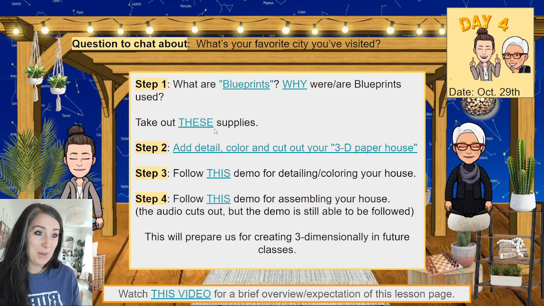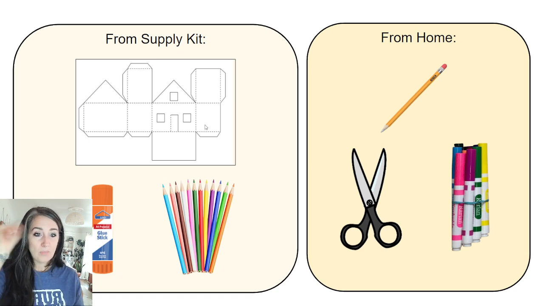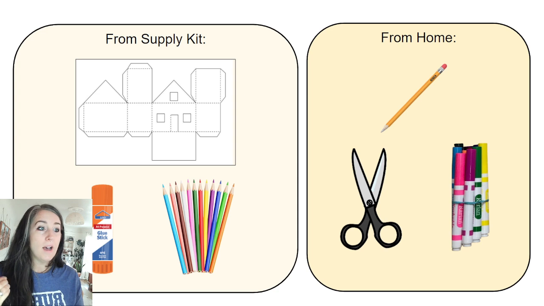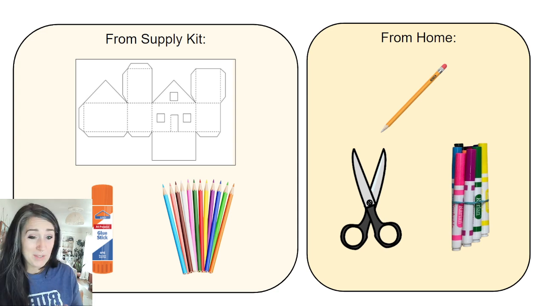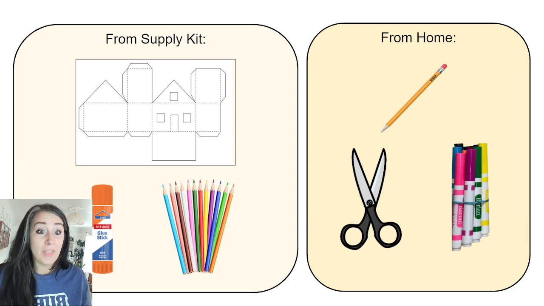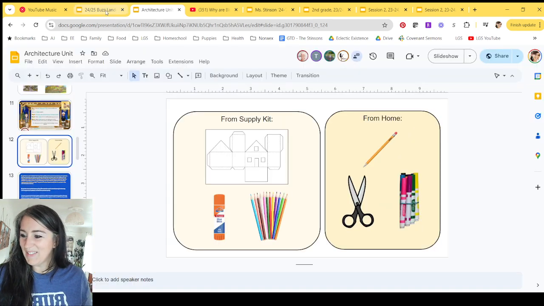So anyway, now that we know that, we're going to take out these supplies. This should have been in your art kit, and a glue stick and the color pencils. From home, you're going to need some scissors, just a pencil. If you want to use markers instead of the color pencils, feel free to. I think color pencils do a little bit nicer job of being more accurate, so that would be my preference. But once again, if you've got markers and you prefer to use those, for this, it's okay.